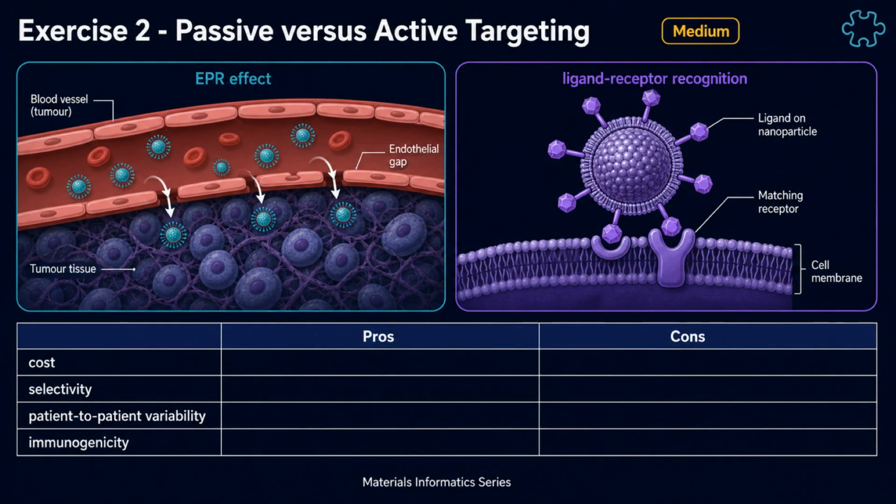Exercise 2 asks you to compare passive and active targeting in DDS design. Passive targeting relies on the EPR effect where tumor vasculature is leaky. Active targeting uses ligands for specific receptors. Consider the advantages and disadvantages of each: cost, selectivity, intersubject variability, and immunogenicity.